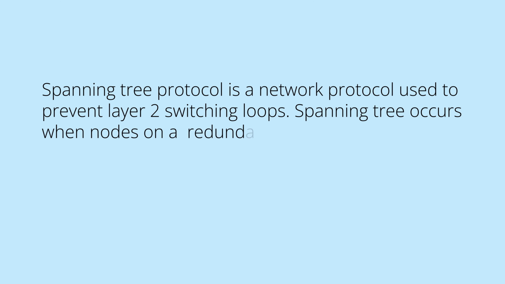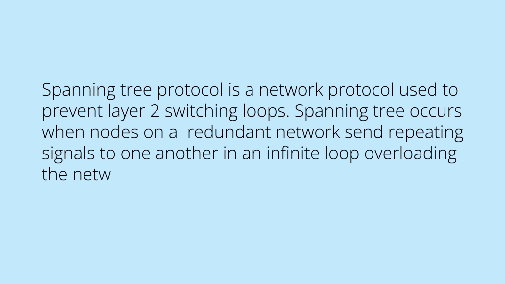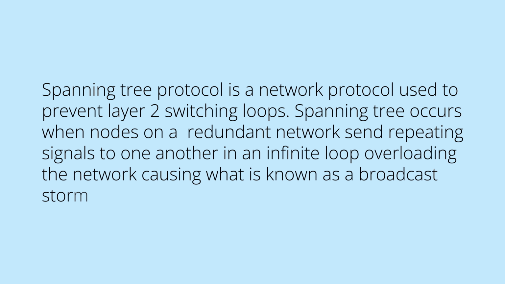Switching loops occur when nodes on a redundant network send repeating signals to one another in an infinite loop, overloading the network and causing what is known as a broadcast storm. Redundant links are necessary within a network to ensure that the network is still functional when there are link downs on one of the connections. Spanning Tree Protocol is used to eliminate Layer 2 broadcast storms by preventing access to one of the redundant links until it is necessary to re-enable the other and maintain network connectivity.